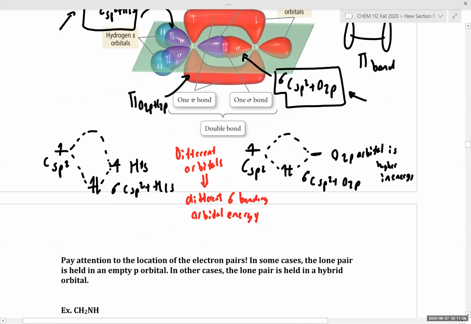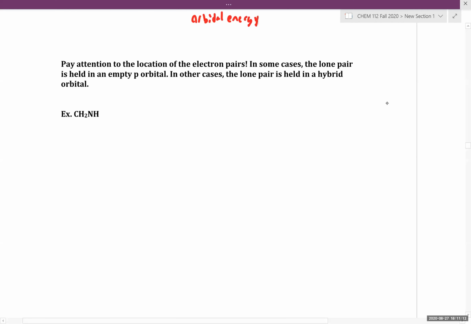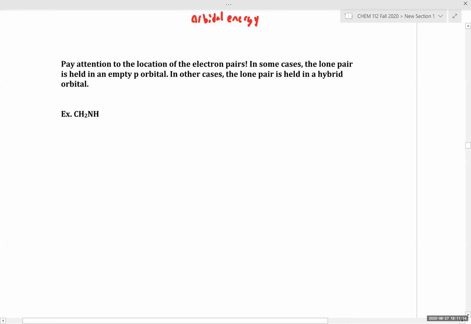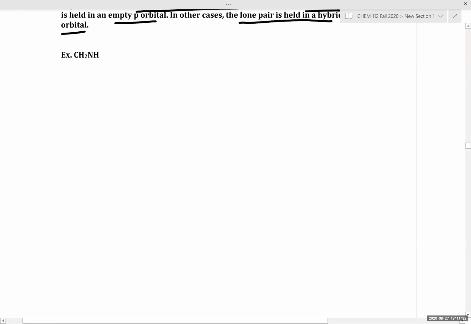Okay, so one thing you really do have to pay attention to, and I have this example deliberately set up to showcase this, is the location of electron pairs. In some cases, the lone pair is in an empty p orbital. In other cases, the lone pair is held in a hybrid orbital. So, what is an example of this?